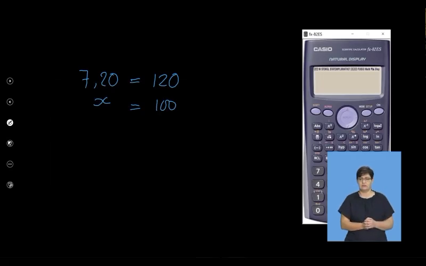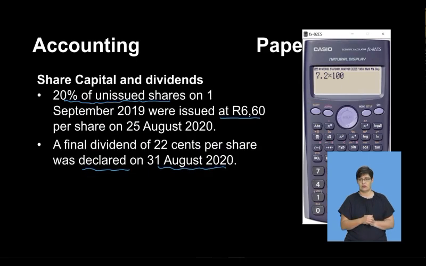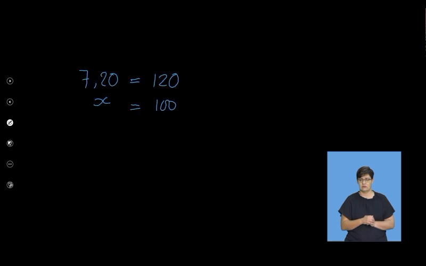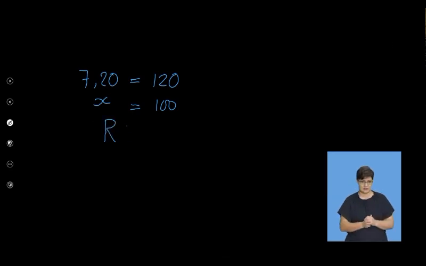And we say 7.2 times 100. Obviously you can see what I'm doing. I'm cross multiplying, so it's your 7.2 times the 100. Let's get back to the slide there. So we have the 7.2 times the 100, and divide that by 120. And that will give me an average price of 6 rand.